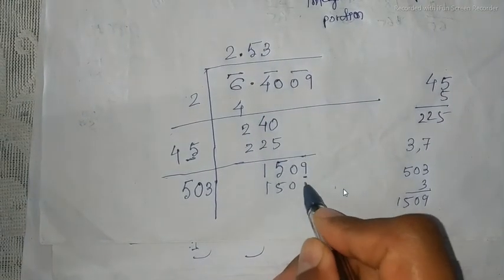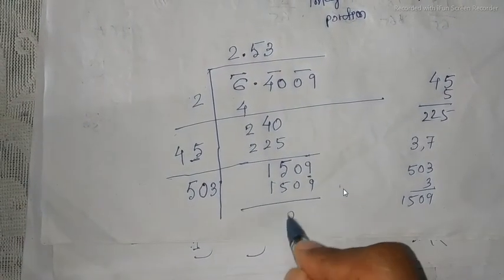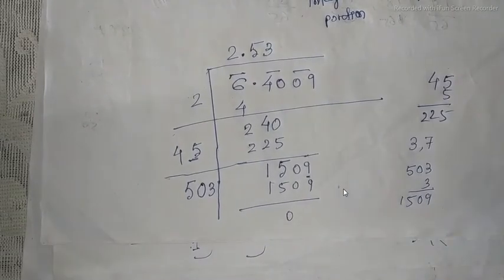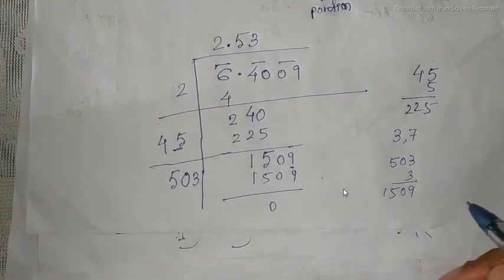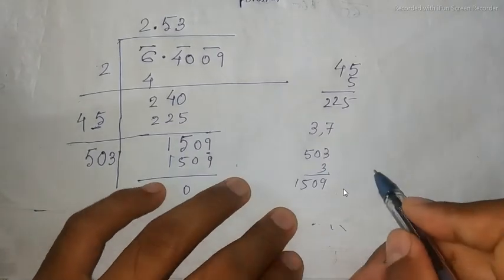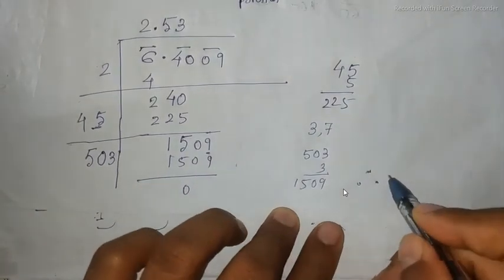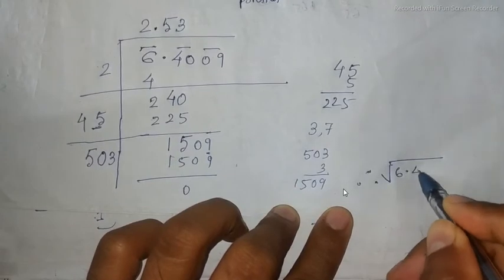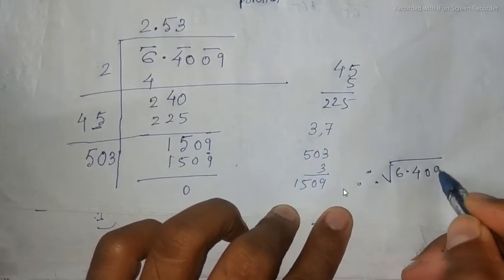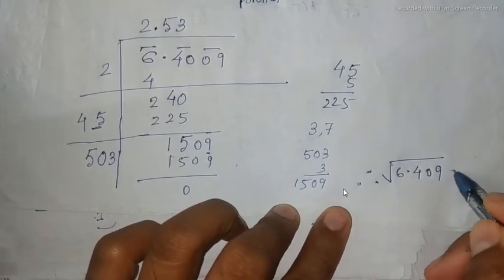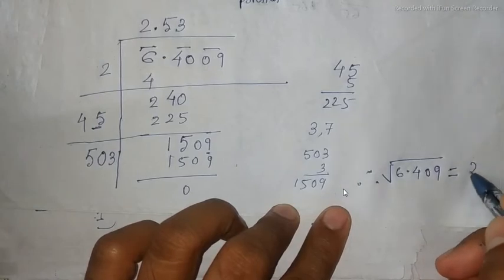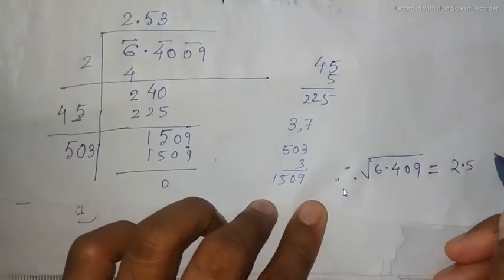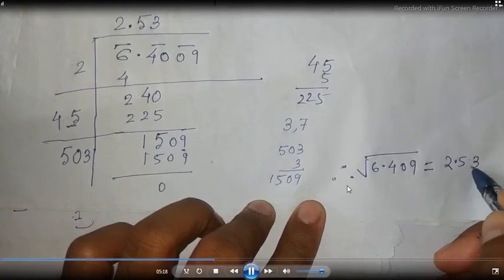5, 0, 9, 0. Therefore the square root of 6.4009 will be 2.53.